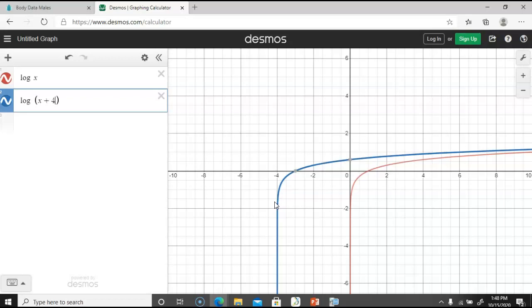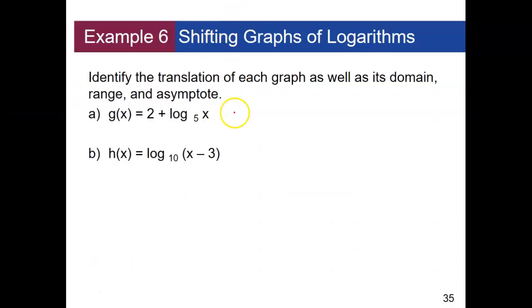Here is the opposite of that. So my domain is what's going to be affected by left and right shifts, but the vertical shifts are not going to affect the range for us because the range is going to continue to be all real numbers. Okay, so try these and determine what the translation is, as well as the domain, range, and asymptote.